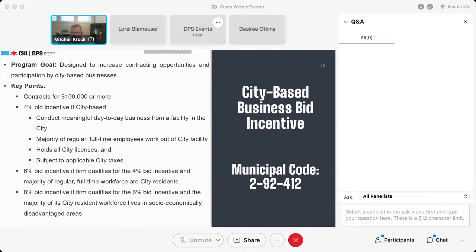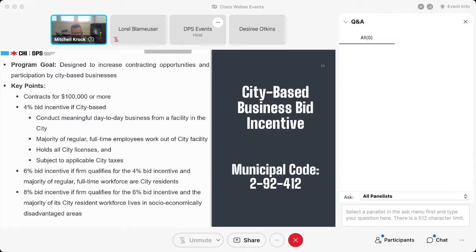The city-based business bid incentive is designed to increase contracting opportunities and participation by city-based businesses. There's 3 tiers of this incentive, all relating to city-based participation. 4% bid incentive if the business itself is city-based, and if the majority of its regular full-time employees work out of the city facility.